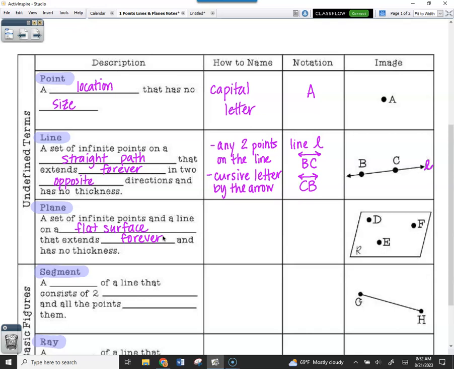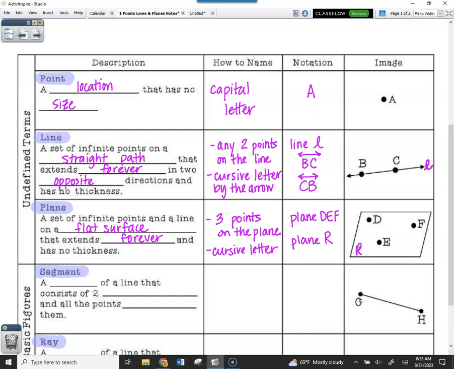So we have this picture right here. Notice that these 3 points are drawn on it. Notice there is a capital cursive letter R right there. We are talking about how do you identify, how do you name a plane? You just pick 3 points on the plane. Or you can name it by that cursive letter. So for instance, there's 3 ways to name this one. We could call it plane DEF, or we can say plane R. You can name it either way.